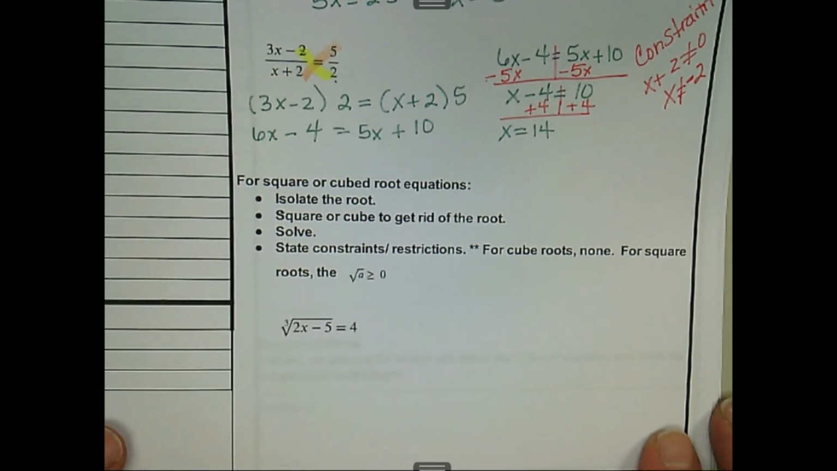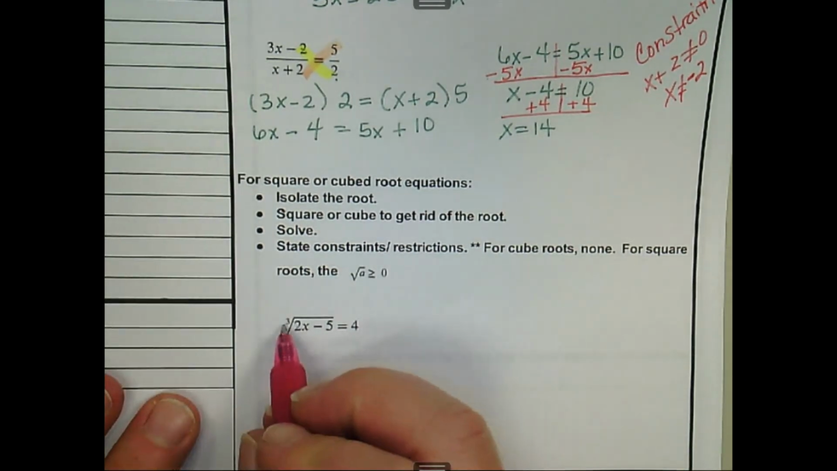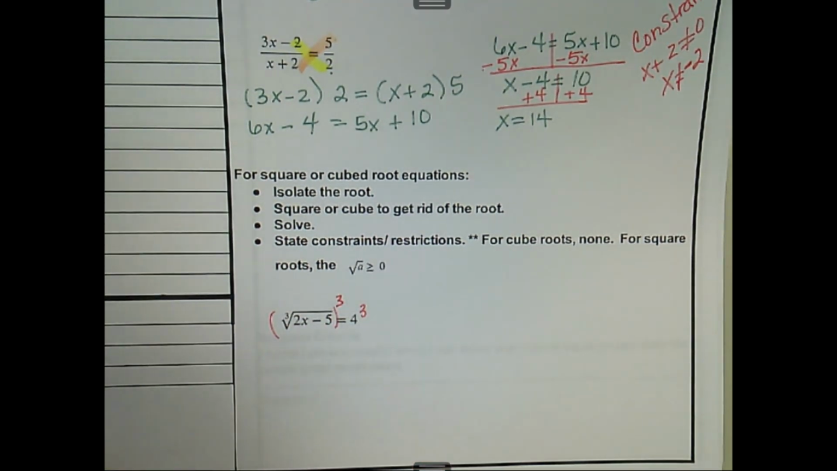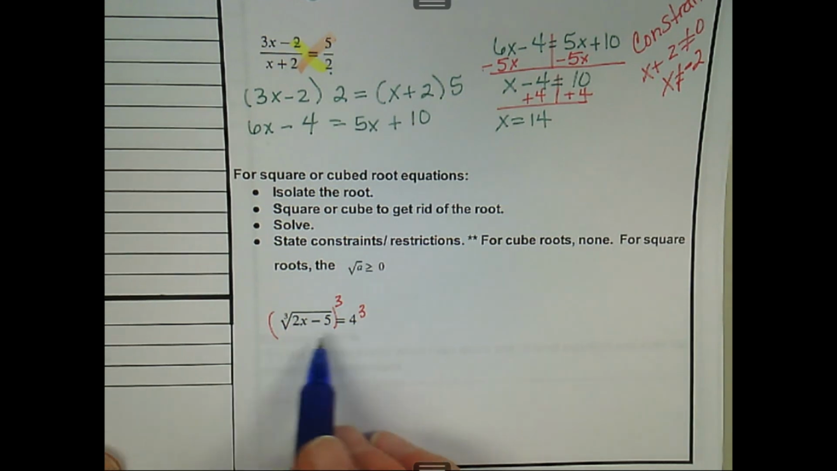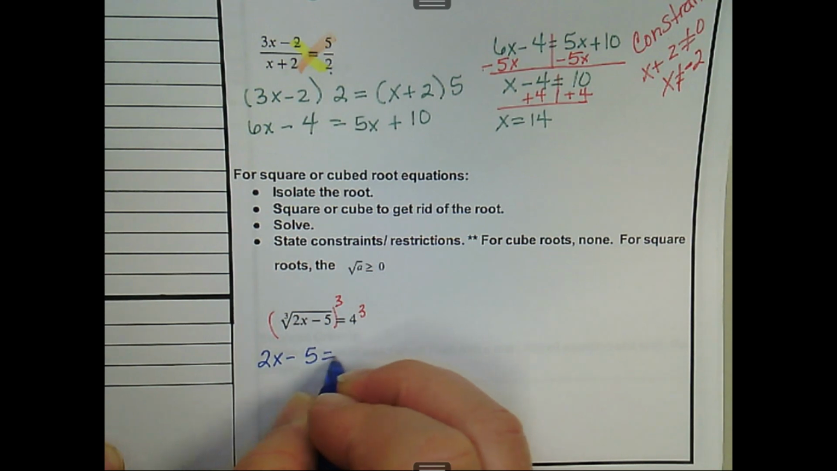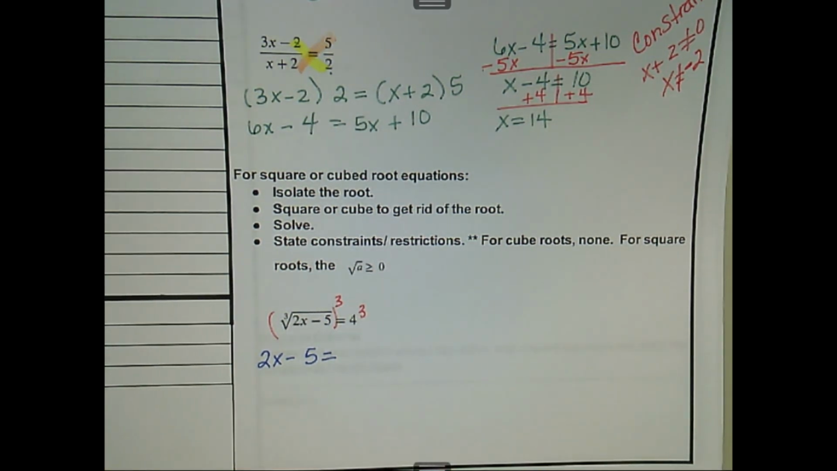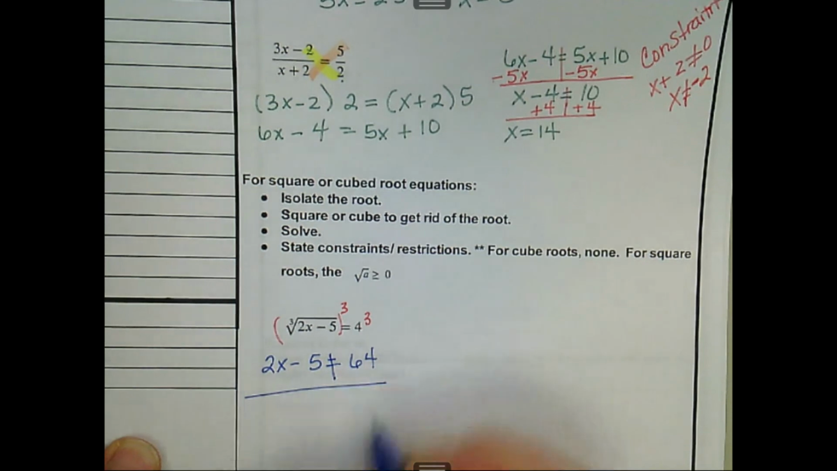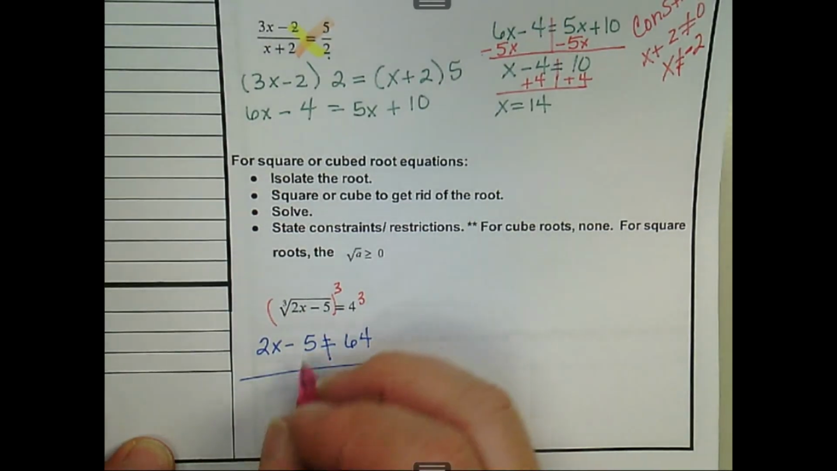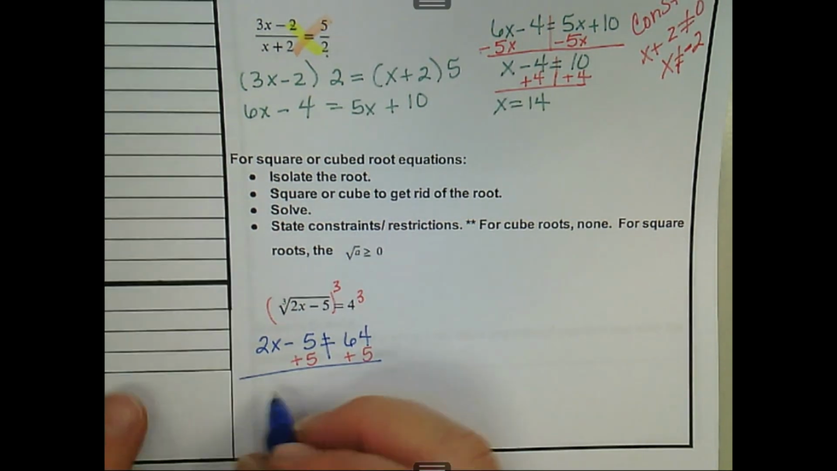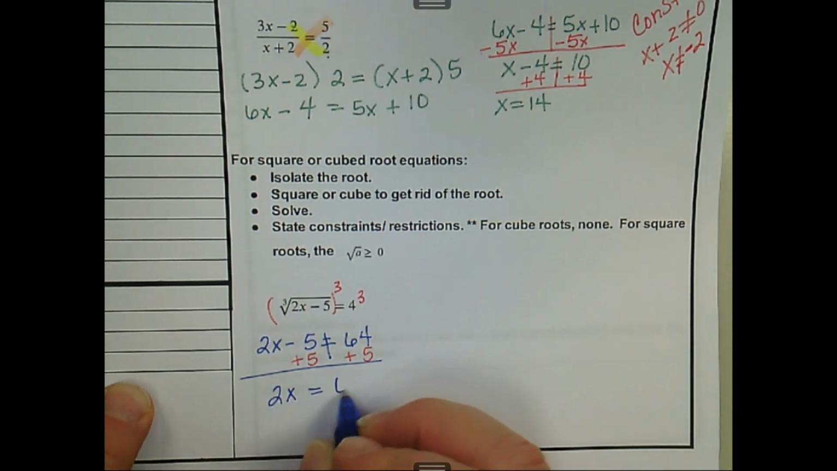So as I'm looking at this, cube root, that means I have to cube it. Okay, everything underneath comes out. 2x minus 5 is equal to 4 times 4 times 4 is 64. How are we going to solve? Add 5 to both sides. 2x is equal to 69.